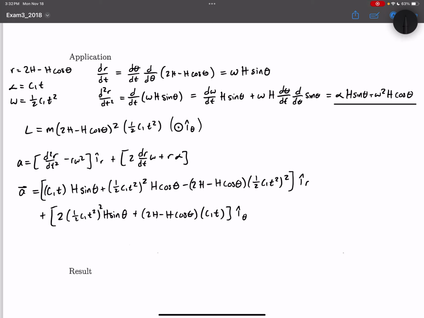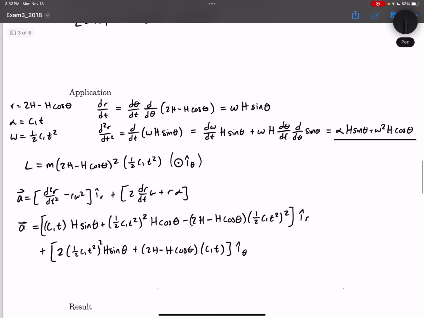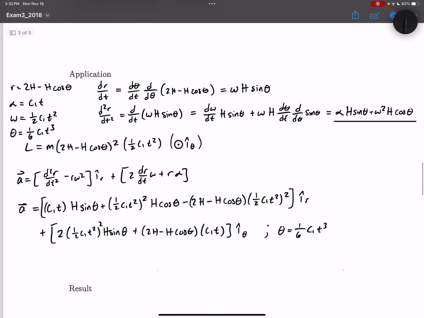So, acceleration and angular momentum. And if we really wanted to, we could also express theta as 1/6 C1t cubed and plug that in as well. Okay, cool. So that's the answer for question 2. I'll just block those real quick. I'm not going to write them again. I'm just going to circle them, actually.